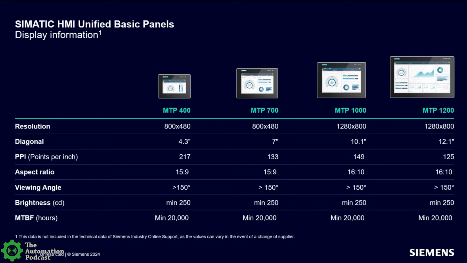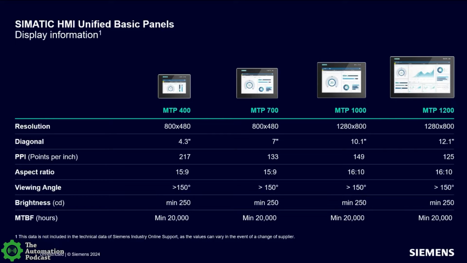the Unified Basic Panels. Again, the 4 and the 7-inch share resolution. So when you're in the project, if you need to move from a 4 to 7, you can right click, change device, and your resolutions are already matched. Your screen sizes, your windows, they all match that aspect ratio and the resolutions of those two devices.